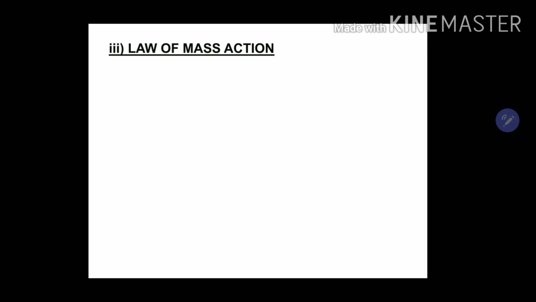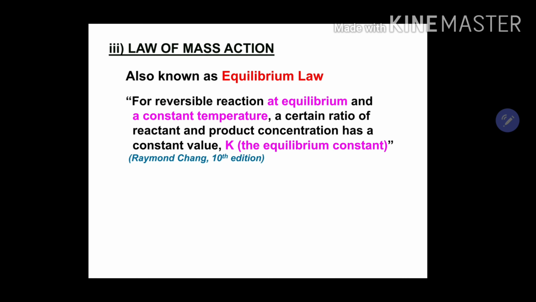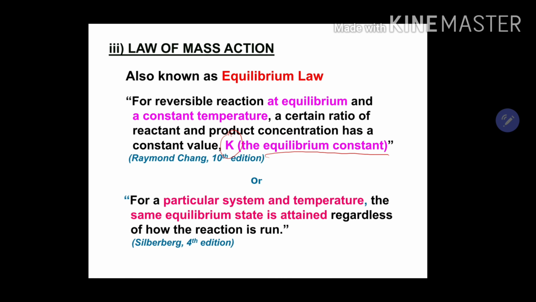The last term is the law of mass action, also known as the equilibrium law. It can be defined as: for a reversible reaction at equilibrium and a constant temperature, a certain ratio of reactant and product concentrations has a constant value. The K is the equilibrium constant. Or, for a particular system and temperature, the same equilibrium state is attained regardless of how the reaction is run.